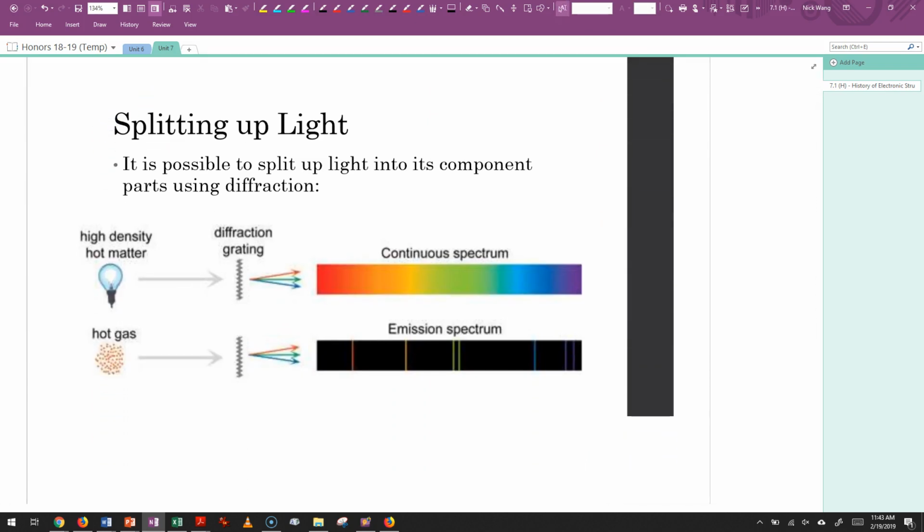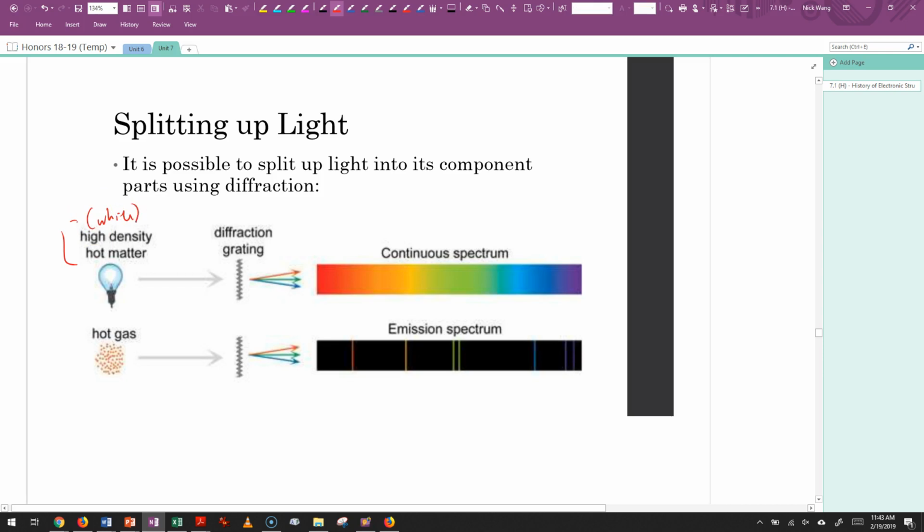First of all, when you take light and split it up, as we saw in a demonstration, you can see that it's made up of different colors. It's never really just one color a lot of times. It's actually multiple colors that combine to make that light. So you see right here in this first section, high density hot matter, basically your white light. And this white light, of course, you can split up and see the continuous spectrum.